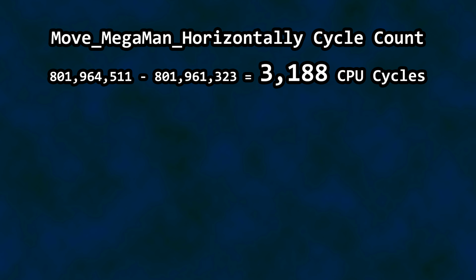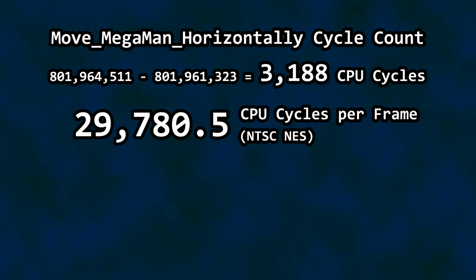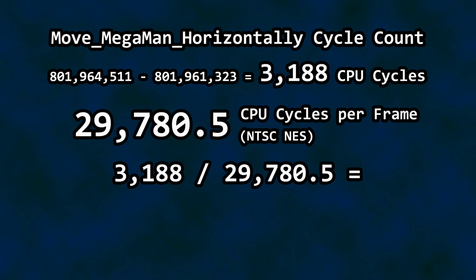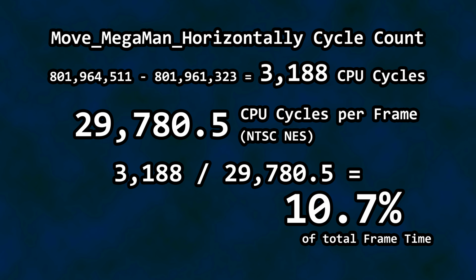At the moment, this number is just trivia. It doesn't really mean much unless you know what percentage of a single frame it is. The number of CPU cycles per frame on average for the NTSC NES is 29,780.5. So if we take our cycle count for the Move Mega Man horizontally subroutine and divide it by the CPU cycles per frame, that percentage is about 10.7%. And the cycle count for the frame is for the entire frame of video, including vertical blank.